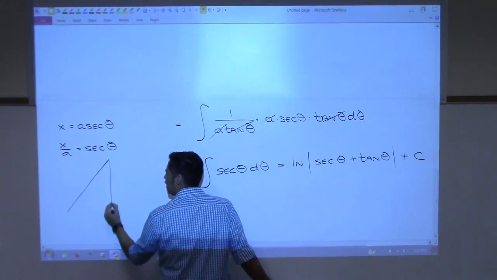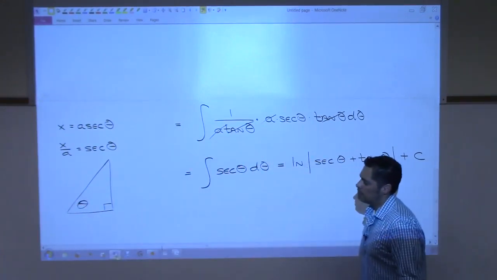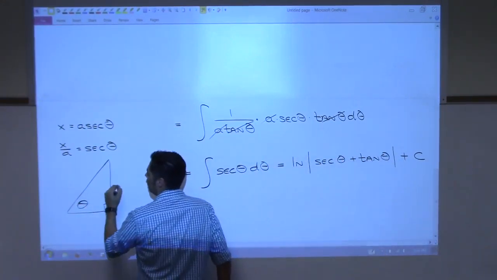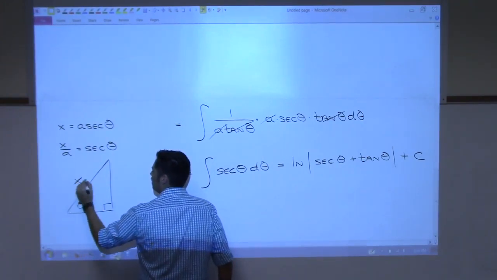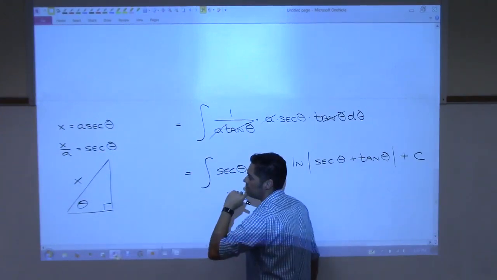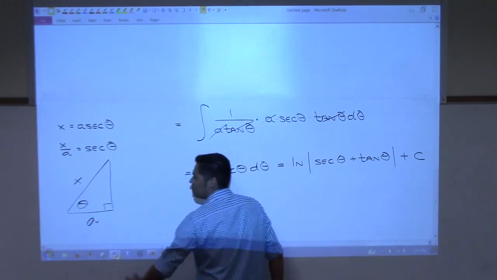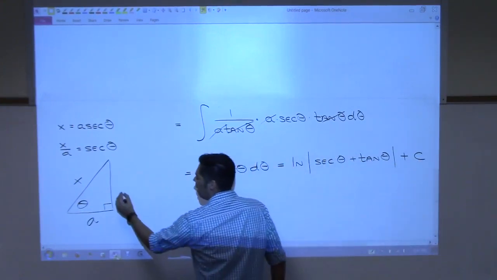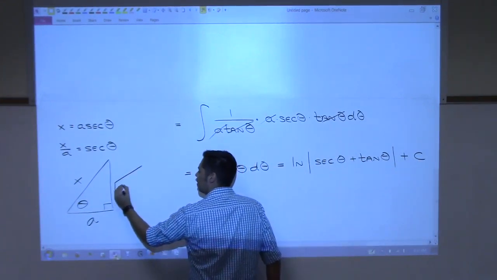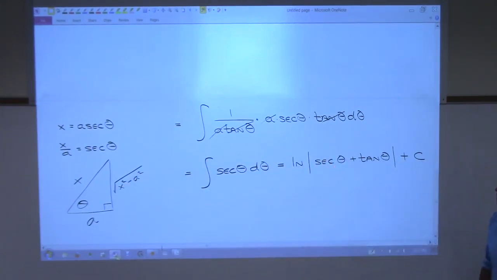Okay, I'll draw it. Label theta. Close. Hypotenuse, because that's a reciprocal of cosine, right? So X is there and A is adjacent. A is going to be the adjacent. And that forces this side to be the root part, right? Root X squared minus A squared. I think we're there, right?